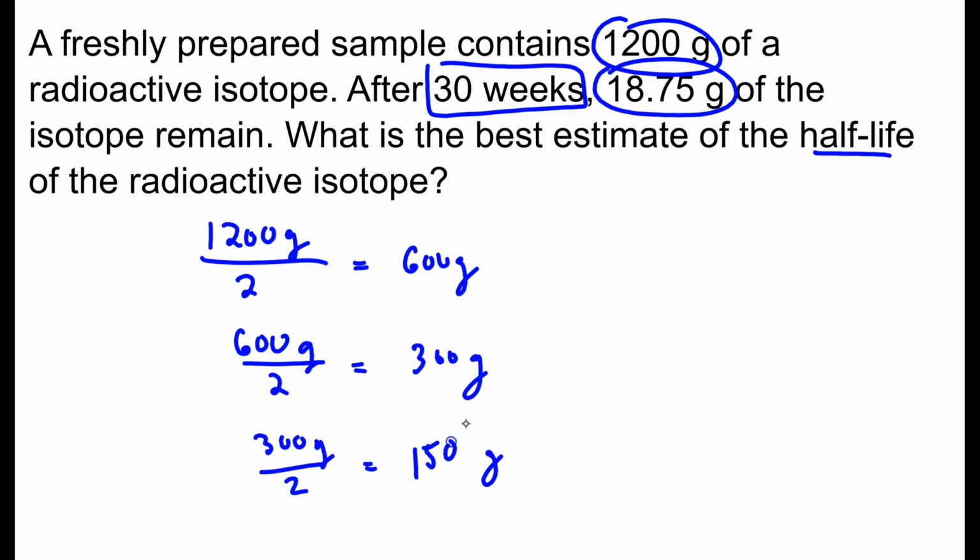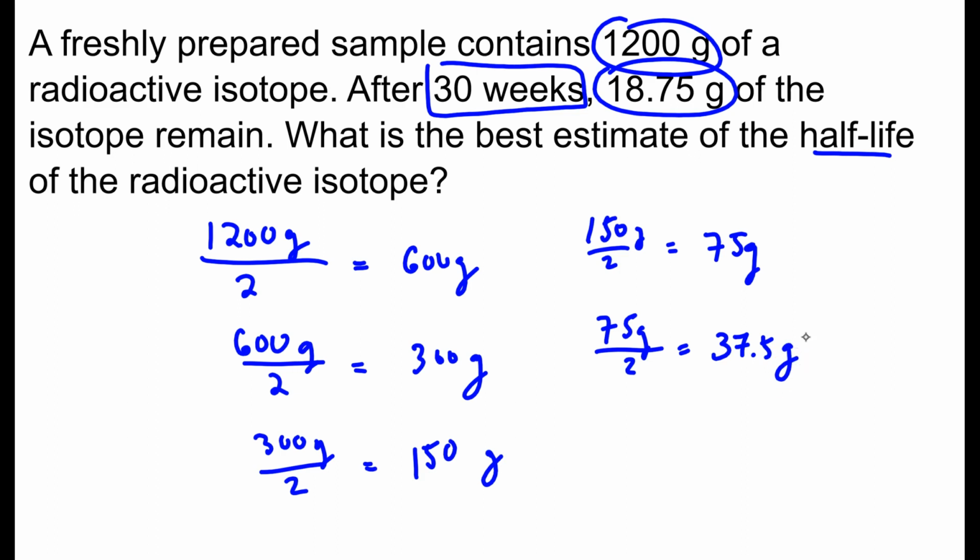And you just keep on going. 150 over 2 is 75 grams. 75 grams cut in half is going to be 37.5 grams. And we repeat this process. 37.5 grams divided by 2 is going to give us, finally, 18.75 grams. And it is nice to do this on the calculator because it's so simple and easy.